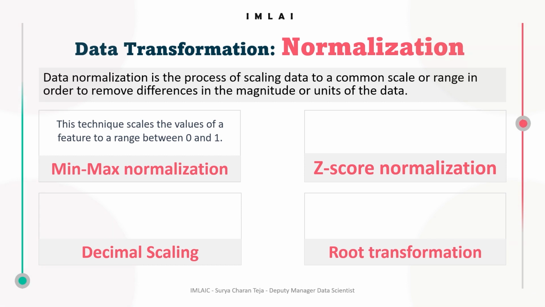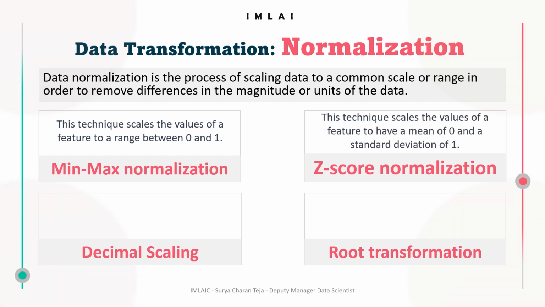After that, we have Z-score normalization. This technique scales the values of a feature to have a mean of 0 and a standard deviation of 1. This is done by subtracting the mean of the feature from each value and then dividing by the standard deviation. This is what we call Z-score normalization.